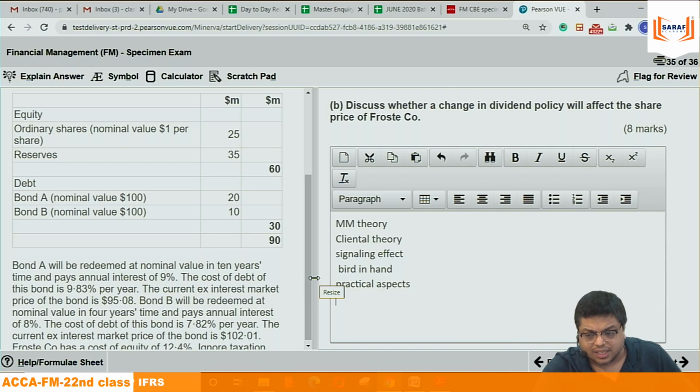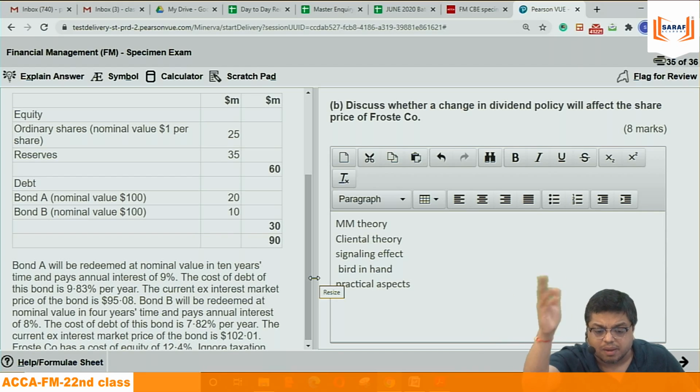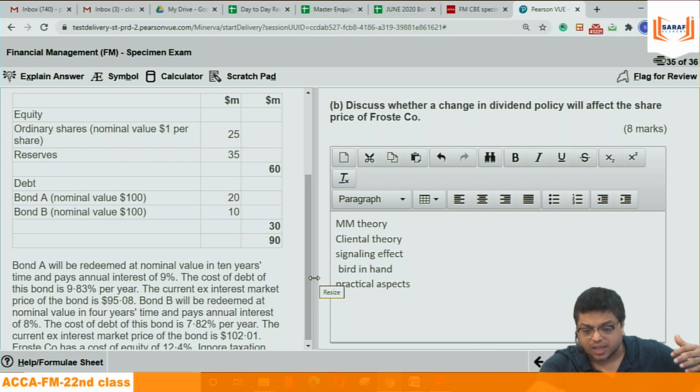The theoretical answer does not mean that you can write anything, whatever you like. It should be within proper guidelines, then only will we get the marks. Suppose when I'm doing the papers, I realize I don't remember anything in dividend. Then what will I do? I will go after this paper and study the dividend chapter.